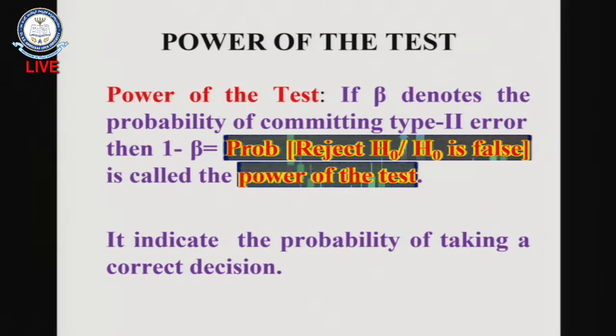So this power of the test we can use while discussing the Neyman-Pearson lemma concepts. The power of the test is very useful. We should find the best critical region based on this power of the test. It indicates the probability of taking a correct decision. So if you know the beta value, 1 minus beta tells about the power of your test.